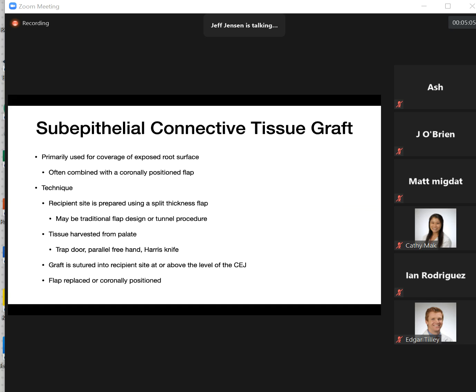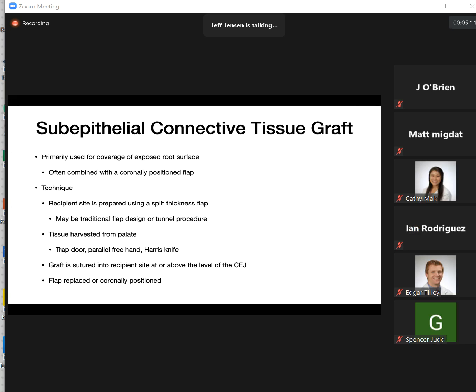And so typically we combine it with some coronal positioning of the flap. And so we're trying to cover exposed root and increase keratinized tissue in the area. So the technique, we'll go through a couple pictures here, but there's a lot of different ways to do this, so we're just going to try and get the general idea of what's happening.